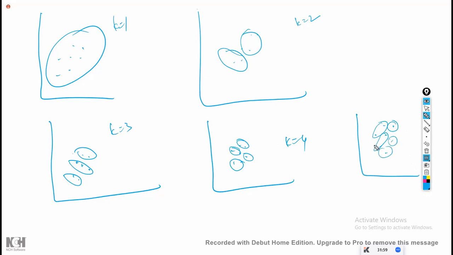Now like this, what is the maximum number of groups I can get? For 7 data points, 7 groups is the maximum, where each data point belongs to its own group. So minimum k is equal to 1 and maximum k is equal to 7. Why? Because I have only 7 data points. For example, if I have 700 data points, 700 groups is the maximum number. If 1000 data points are there, 1000 groups is the maximum number, right?